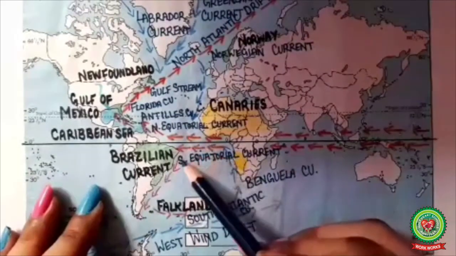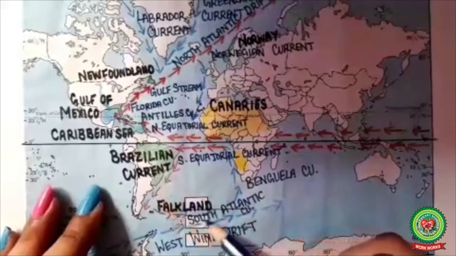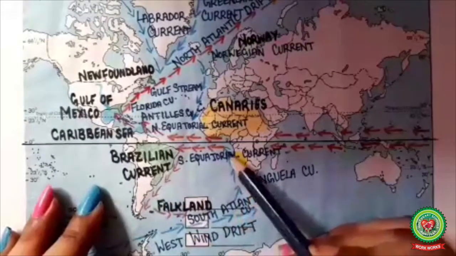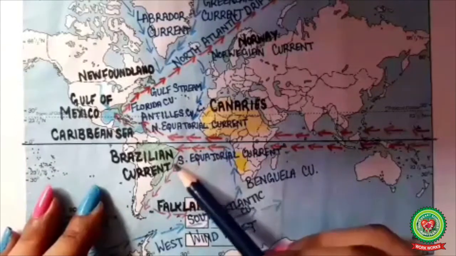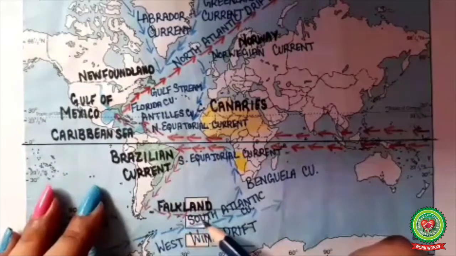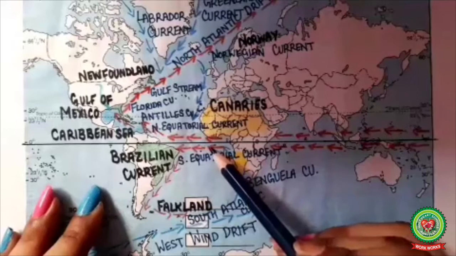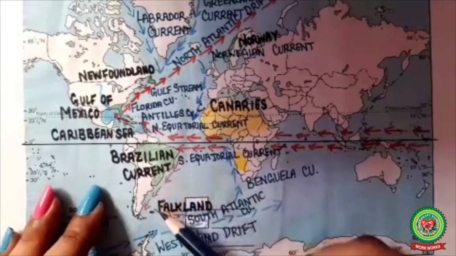So in this way, you can see that in the South Atlantic Ocean also, the circuit is complete, but this circuit is anti-clockwise, again due to the rotation of the earth, because the currents are deflected towards their left side in the southern hemisphere.